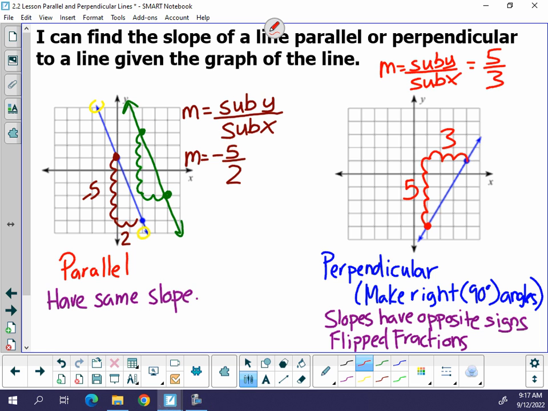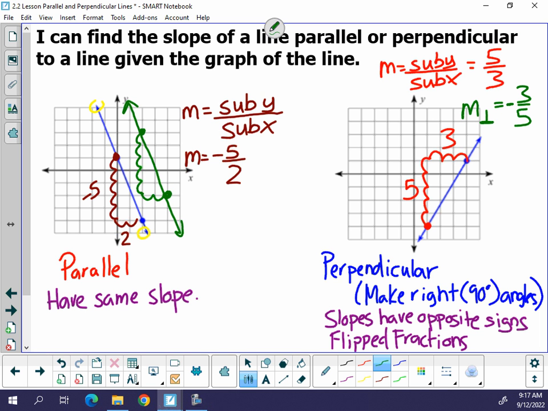Remember, up and down is the y direction, so that goes on top. X is the left-right direction, that goes on the bottom. So if I want to find the slope of my perpendicular line, I'm going to take this fraction and flip it over. And let me use this little symbol. The upside down capital T means perpendicular. I will flip my fraction over. So 3 is going to go on top, 5 is going to go on the bottom. And it's going to have the opposite sign. Since my slope before was positive, my new slope is negative.